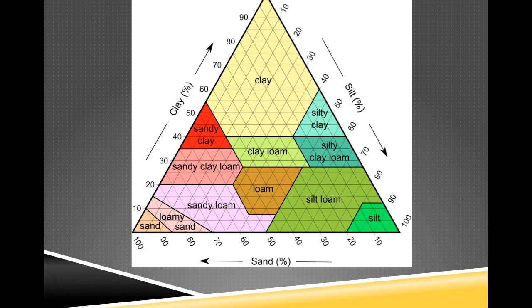We will now complete a worksheet to determine the soil type based on the proportion of the 3 soil particles. For example, if we had a soil that was 20% clay, 40% silt, and 40% sand, that soil would be classified as a loam.